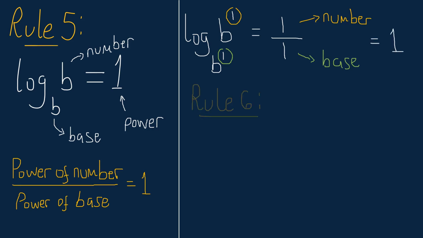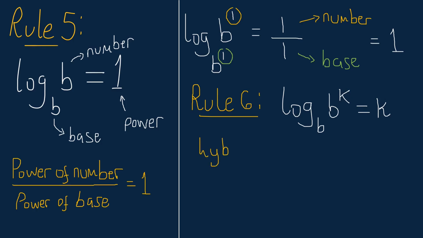The sixth law of logarithms resembles the fifth law. For a logarithmic function where the base and number are alike but their exponents are different, simply divide the exponent of the number by the exponent of the base. The sixth law of logarithms is a hybrid of the third and fifth laws of logarithms as demonstrated here.